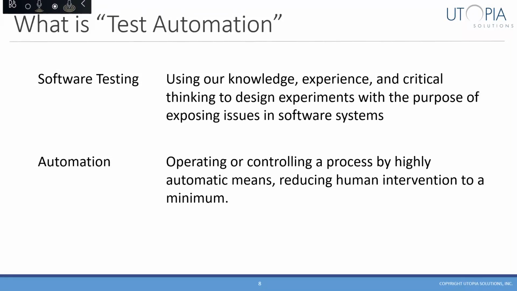So before we get into talking about some of the common obstacles, one more point I want to make about automation, and that's to explore the misconception about what test automation really is. If we look at the definition of software testing, and you may have a better one, but this will suffice for this point, we can see terms like knowledge and experience and critical thinking and designing experiments. And when we say test automation, this is not what we're automating, right? Of course not.